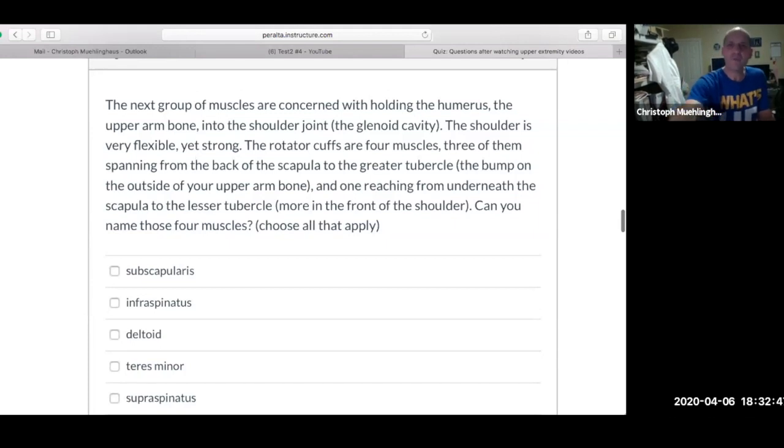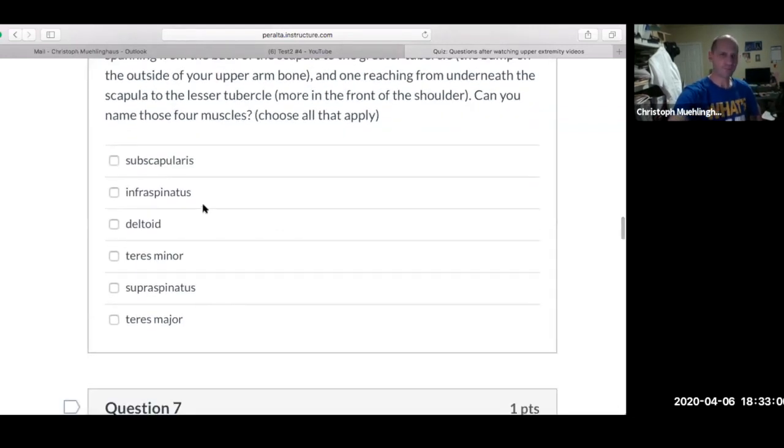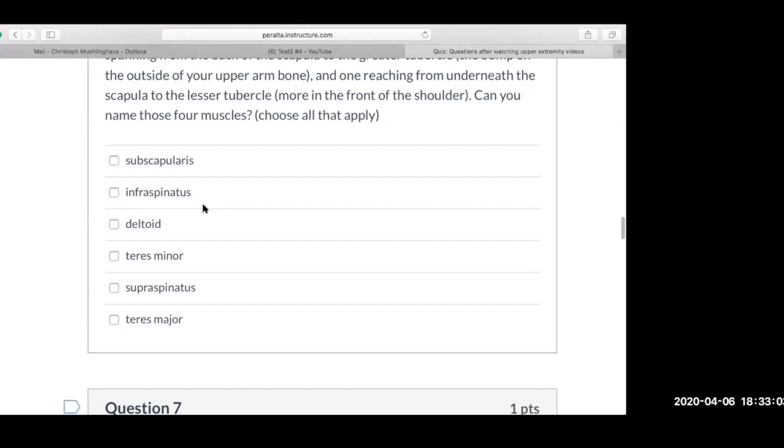And then we have one of the muscles that reaches from underneath the shoulder blade to the lesser tubercle, which is more in the front of the shoulder, right next to the coracoid process. Can you name those four muscles? There you go, somebody doing it.